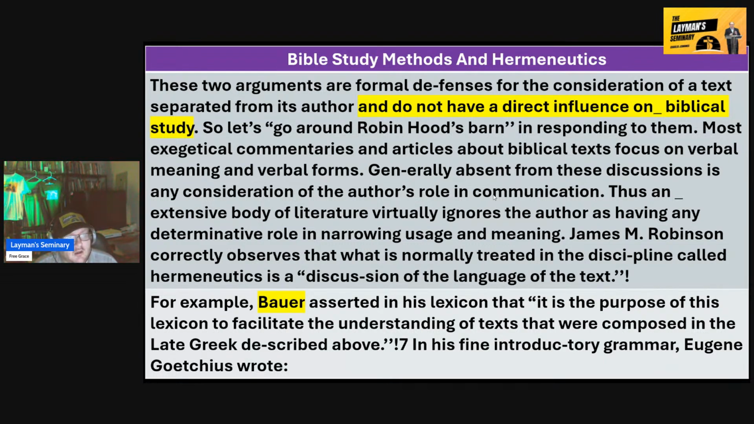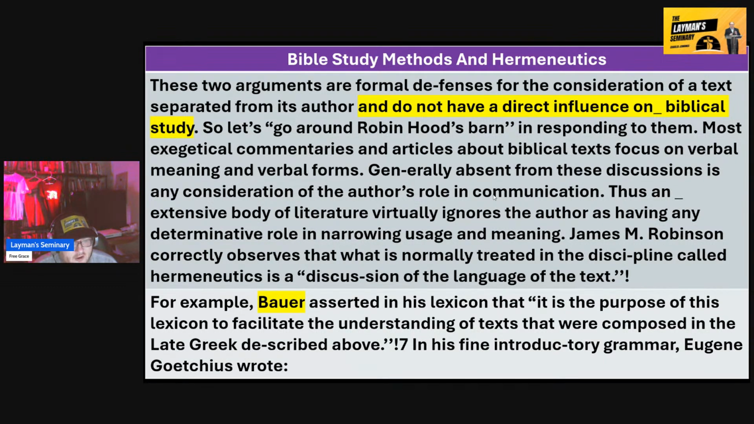Keep that in mind. So let's go around Robin Hood's barn and respond to them. Most exegetical commentaries and articles about biblical texts focus on verbal meaning and verbal forms. Generally absent from these discussions is any consideration of the author's role in communication. Thus, an extensive body of literature virtually ignores the author as having any determinative role in their own usage and meaning. James M. Robinson correctly observes that what is normally treated in the discipline called hermeneutics is the discussion of the language of the text.